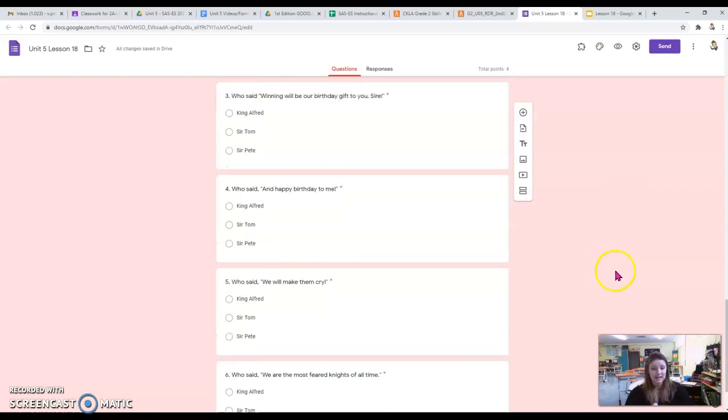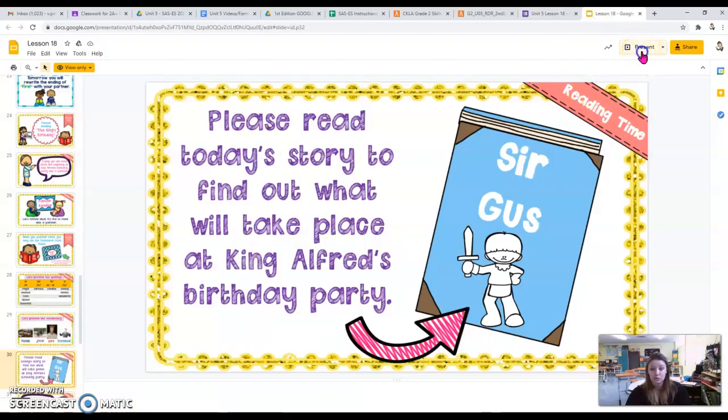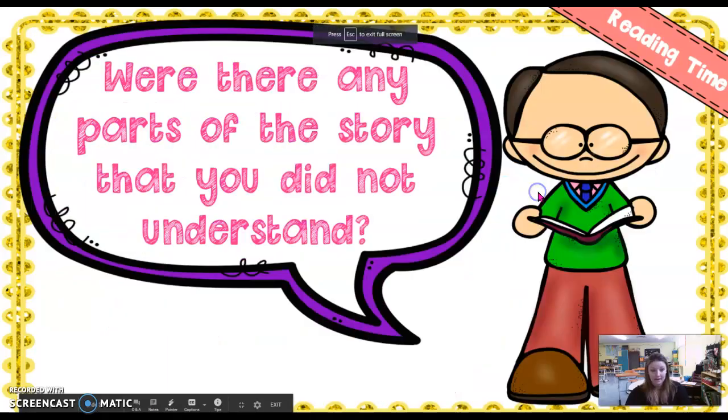The best thing that I can do is look back in the story and find where it says, "We are the most feared knights of all time," said Sir Tom. So if it says, "Who said we are the most feared knights of all time?" I know that it's Sir Tom because I looked back in the text to find out who said it. Okay?